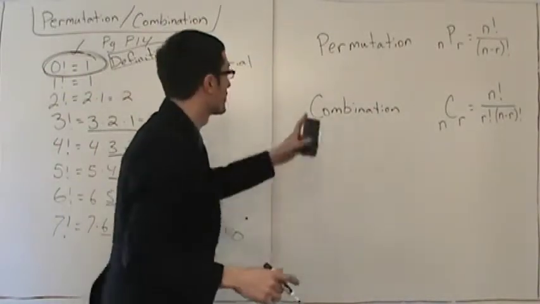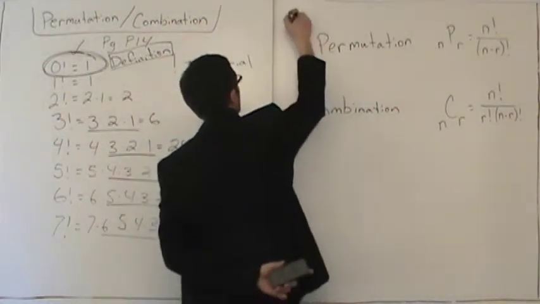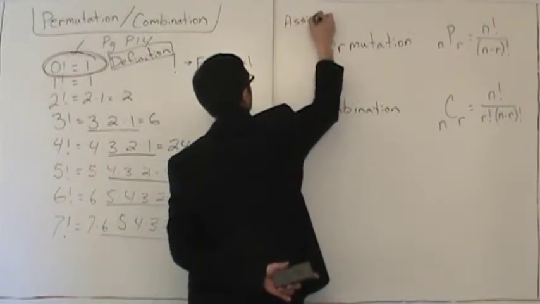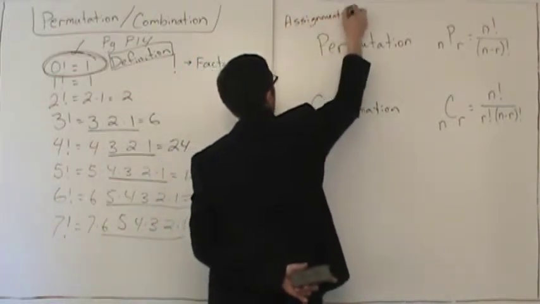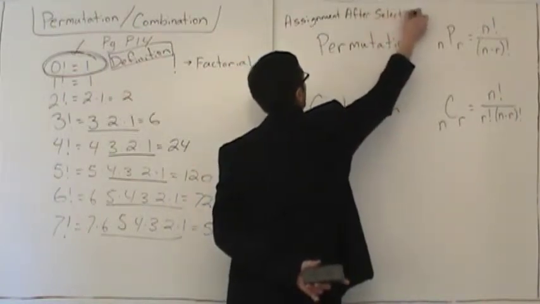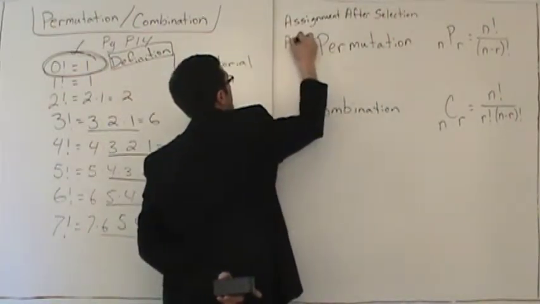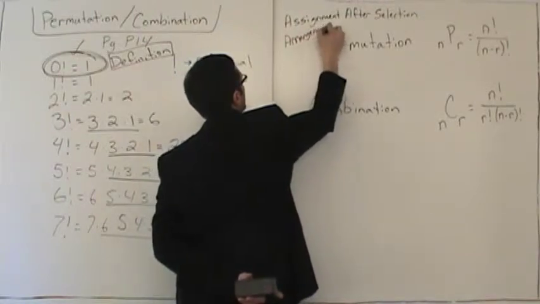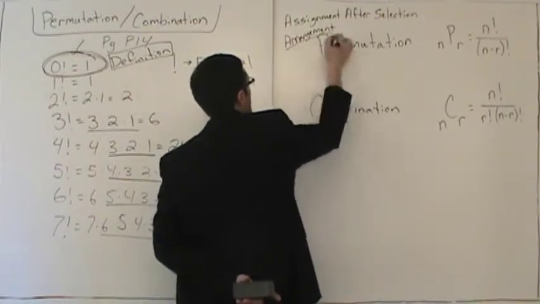Now for permutation, I want you to write the keywords for permutation: assignment after selection, or arrangement.